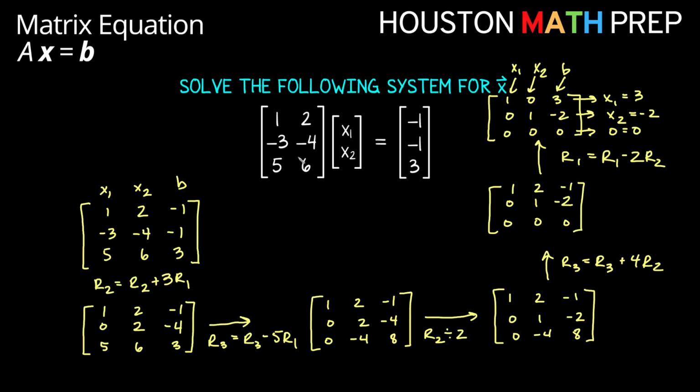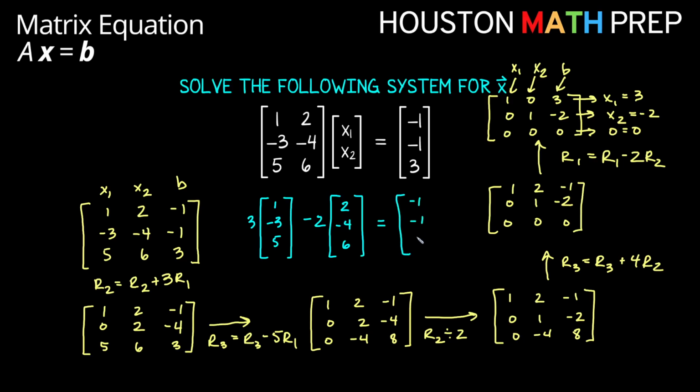And if we want to check and make sure that these answers are valid, then we could take 3 times our first column, 1, -3, 5. And since x2 is -2, so -2 times column 2, which is 2, -4, 6, is equal to our b column over here, -1, -1, 3. And if you do the math here, you'll see that it actually does work out.